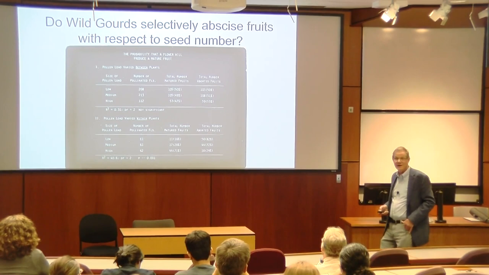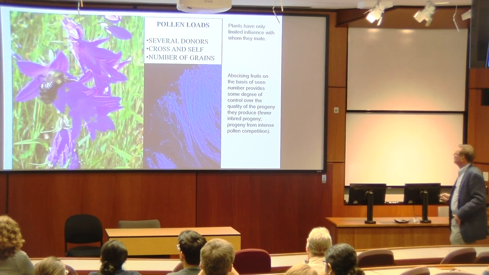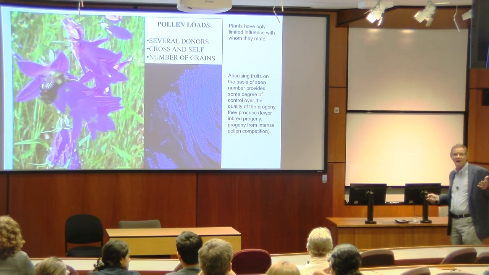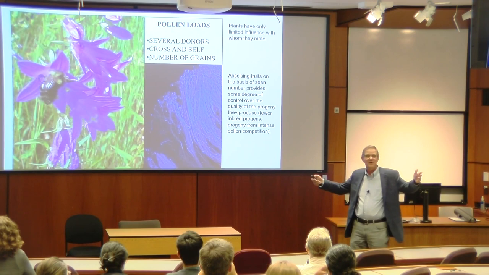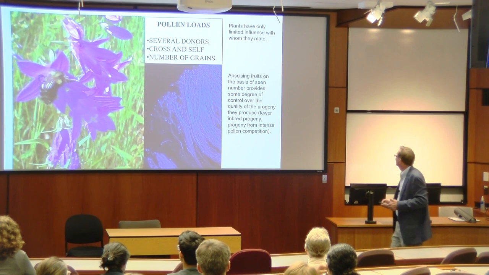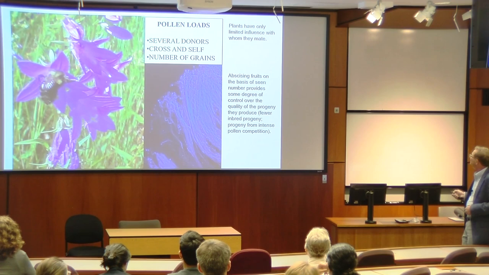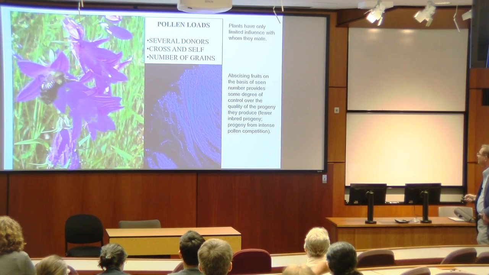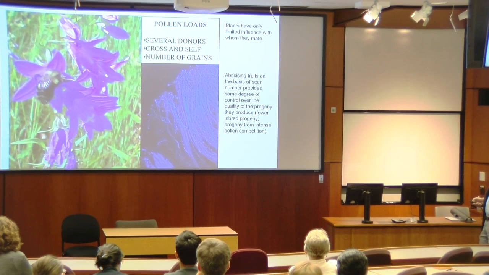So, plants have only limited influence over who they can mate with. These bees come in. They've been visiting flowers in the population. Sometimes they've been visiting flowers on the same plant, sometimes other plants, so on and so forth. Plants can't control who they mate with. Okay. However, excising fruits on the basis of seed number provides some degree of control over the quality of the progeny they produce. They produce fewer inbred progeny, and they produce progeny from intense pollen competition.